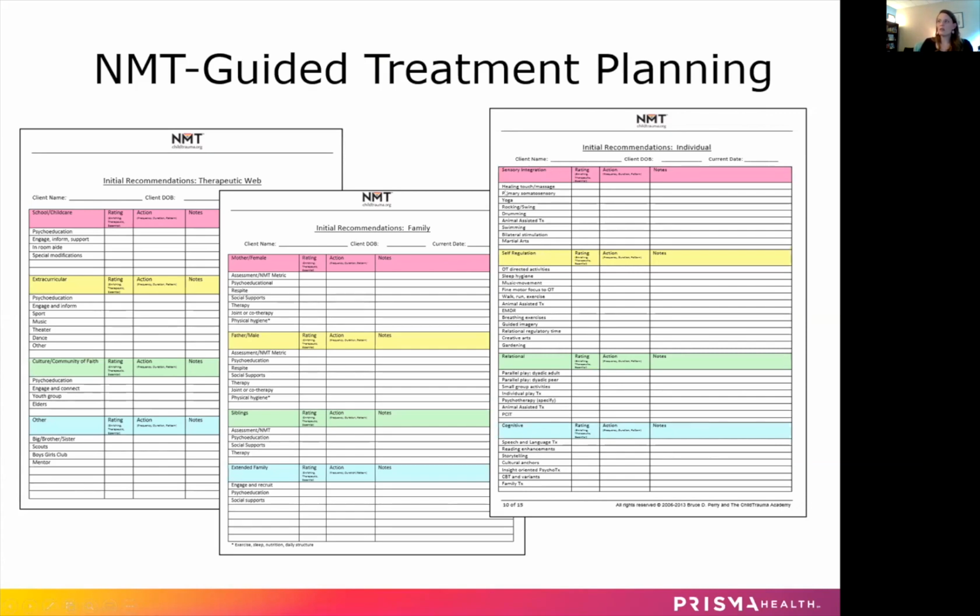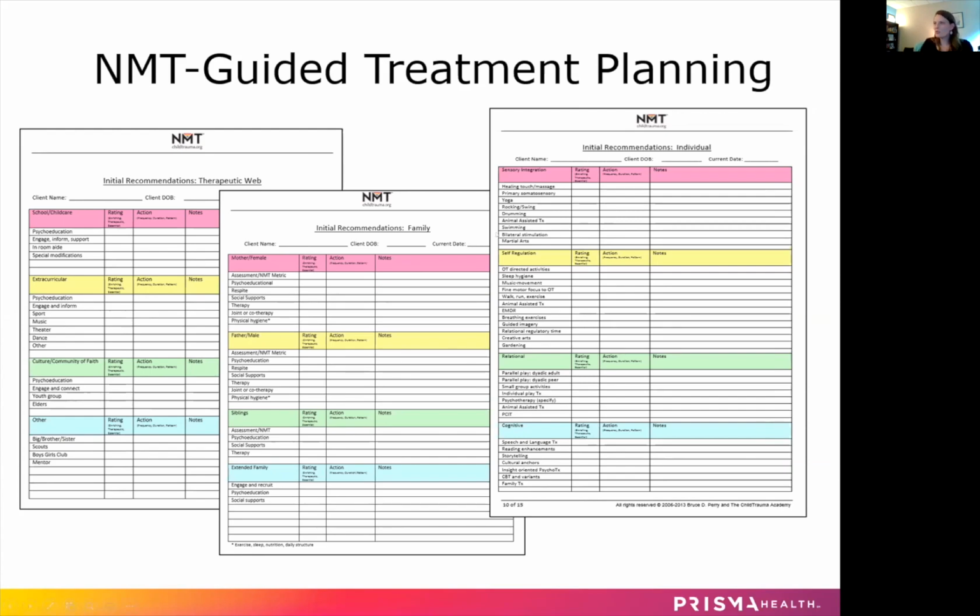If you start with interventions that help support the maturation of the lower parts of your brain, if you start with those, you're going to have much better success with some of the cognitive-based treatment. So what might that look like?